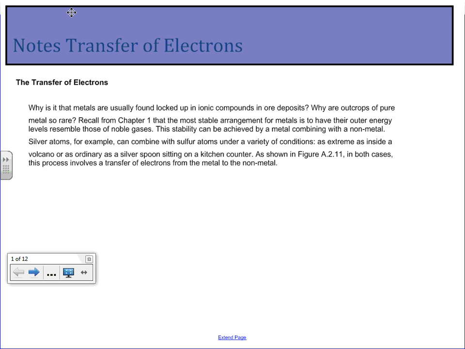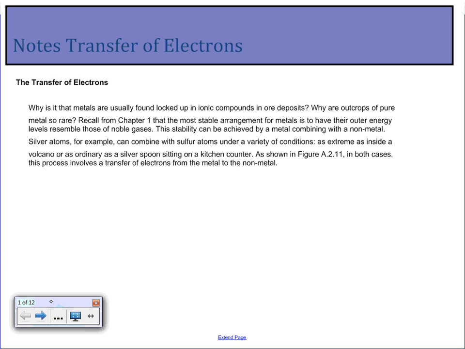If we recall from Chapter 1, the most stable arrangement for metals is to have the outer levels resemble those of noble gases. This stability can be achieved by a metal combining with a non-metal. Silver atoms, for example, can combine with sulfur atoms under a variety of conditions, as extreme as the inside of a volcano or as ordinary as a silver spoon sitting on a kitchen counter.